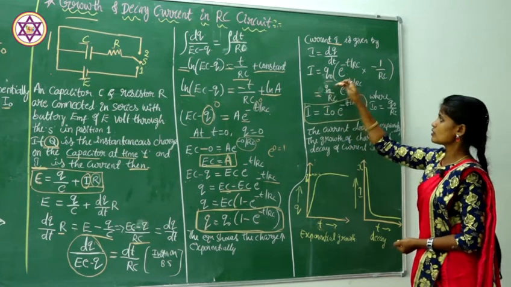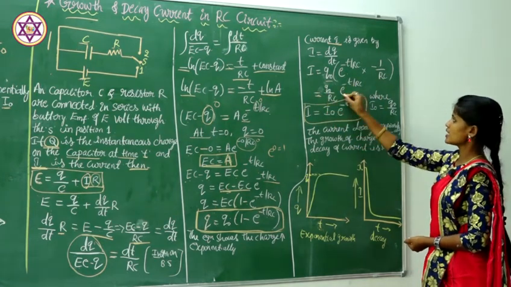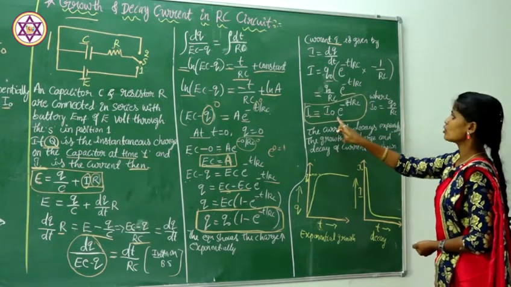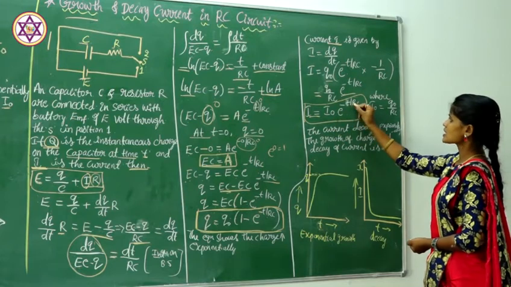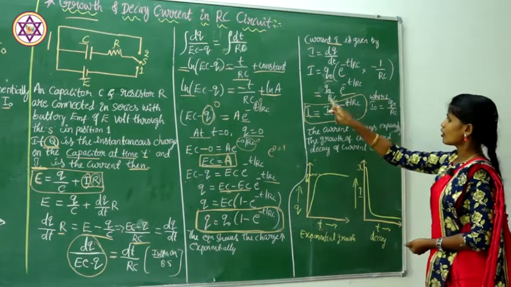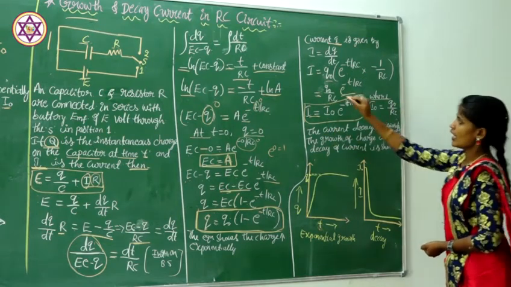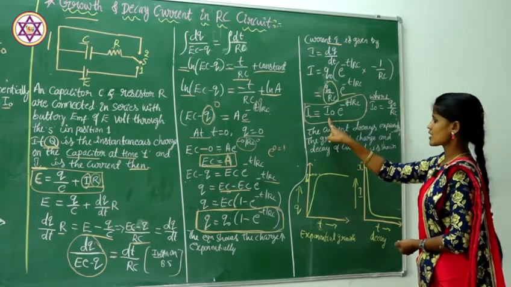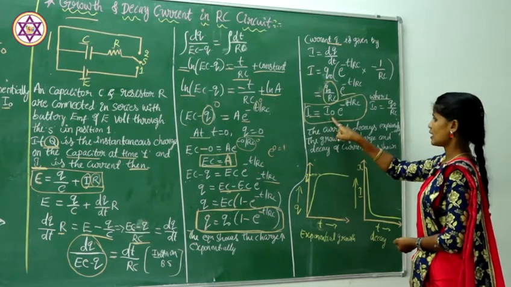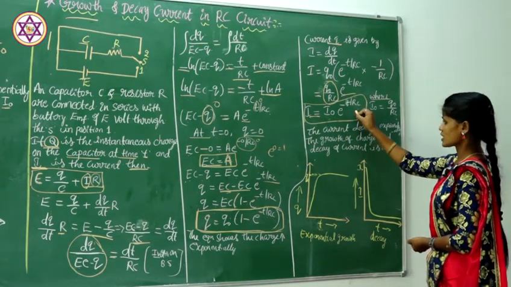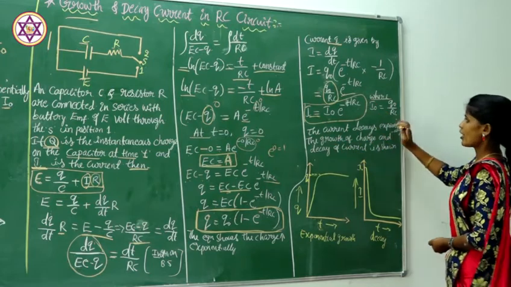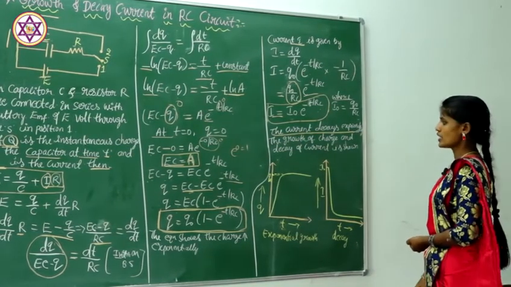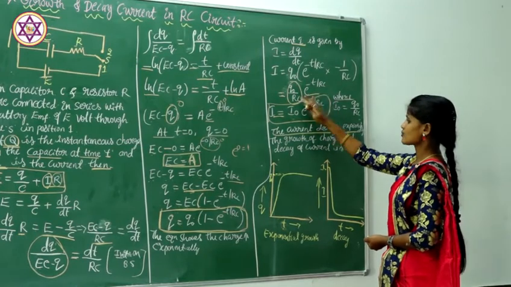So, I which is equal to q naught by RC, e to the power of minus t by RC. So I is equal to I naught e to the power of minus t by RC, where I naught is nothing but q naught by RC. This is the expression for decay of current in RC circuit. Here the current decays exponentially.